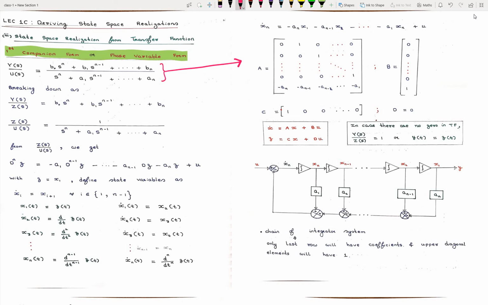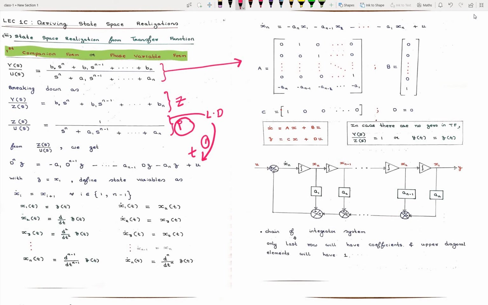Initially, I'm breaking the transfer function into poles and zeros. These are the poles, and these are the zeros. The original transfer function I'm breaking separately. In this slide, I'm focusing only on poles. The transfer function is in the Laplace domain, so from the Laplace domain I have converted to the time domain. This is the first step.